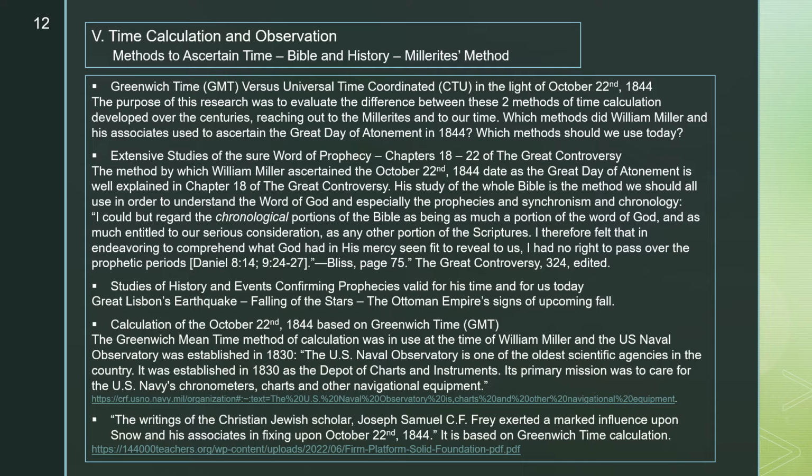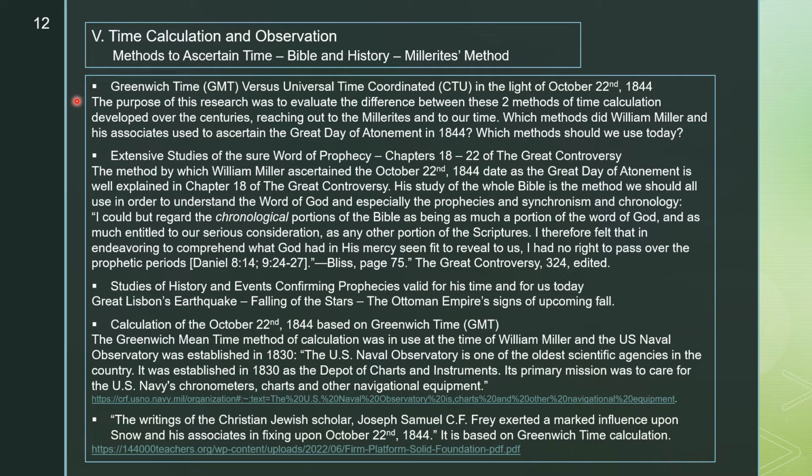Section 5, time calculation and observation. Methods to ascertain time, Bible and History, the Millerites Method. Greenwich Time GMT versus Universal Time Coordinated UTC in the light of October 22nd, 1844.